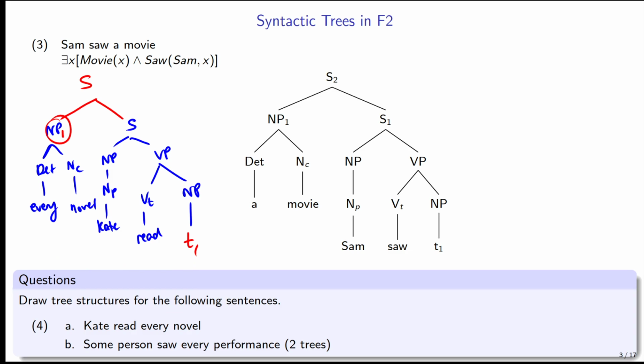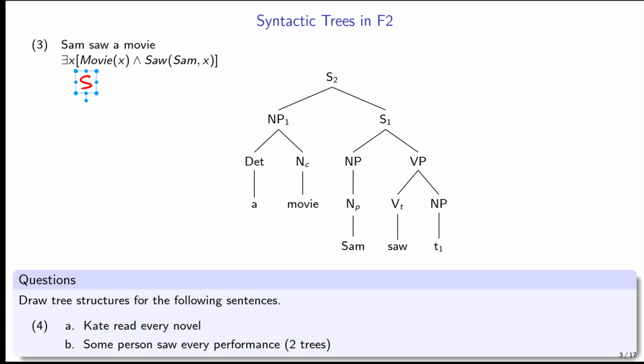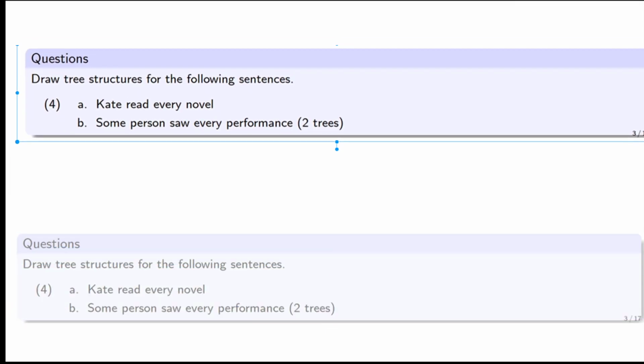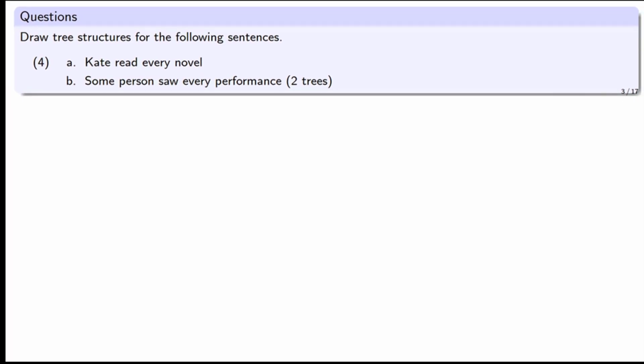Okay, let's now focus on this ambiguous sentence. Some person saw every performance. It would be very nice if I could just get rid of the tree in the middle to do this, but unfortunately, you know what? Let's see if I can do this. I'll make a new page, and then I'll just take a screenshot of the question. I'll go to the next page and I'll paste the question, and now I got space for the entire tree. This is phenomenal. This is too many weeks into the course to learn that I can do this on the fly. However, better now than never. Okay, so some person saw every performance.